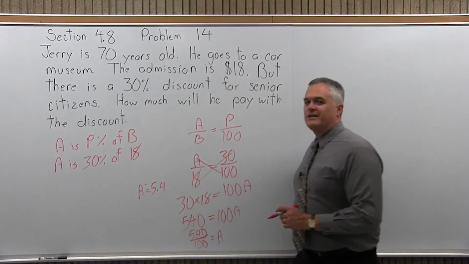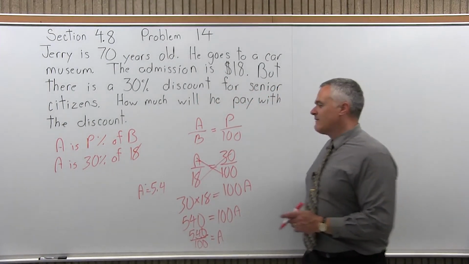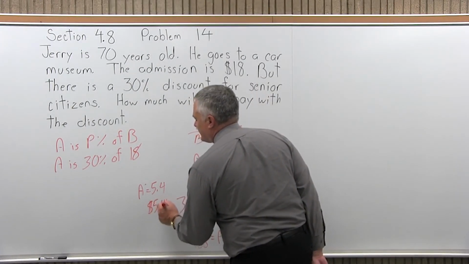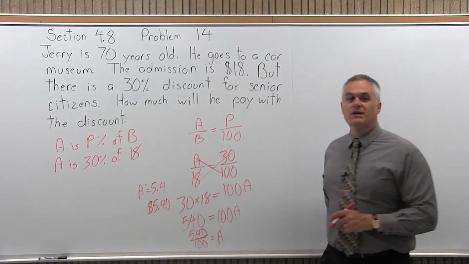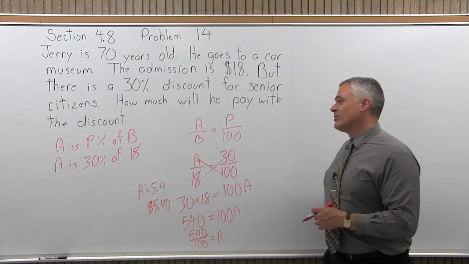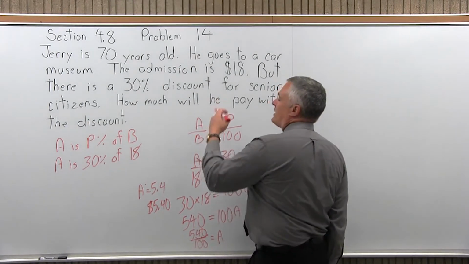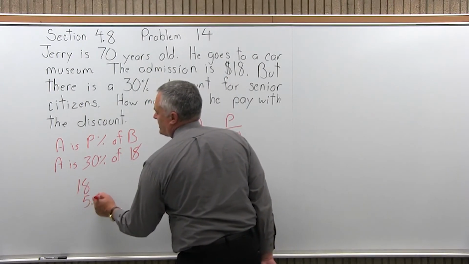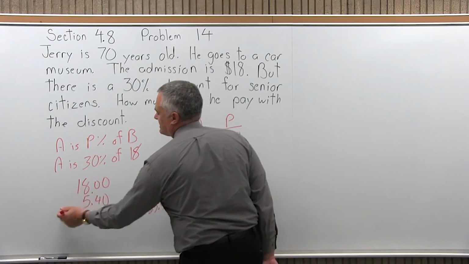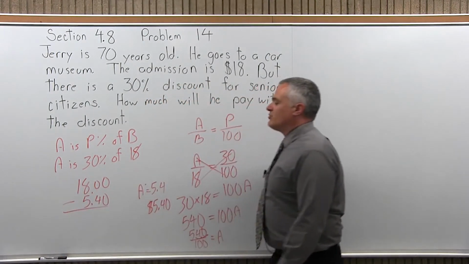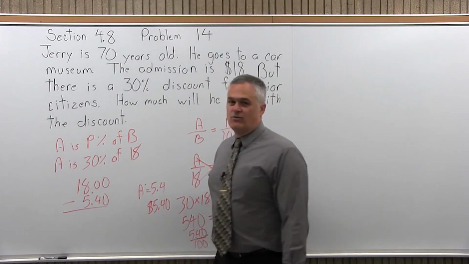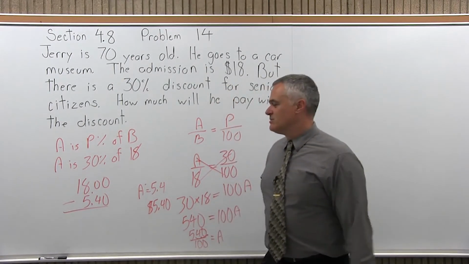Now that's really not the answer to the whole question. That 5.4 is really $5.40 off the full price for being a senior citizen. That's what we figured out. So if the full price is 18 and you get a $5.40 discount if you're a senior citizen, if you subtract 18 minus $5.40, then you'll get what it costs a senior citizen to enter this museum.